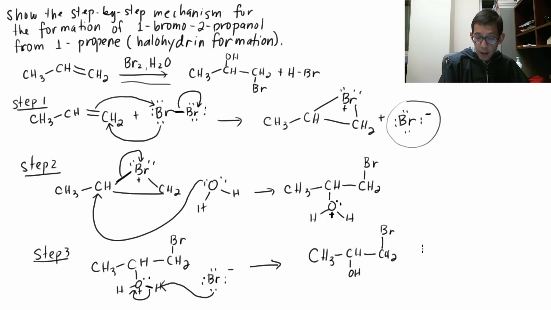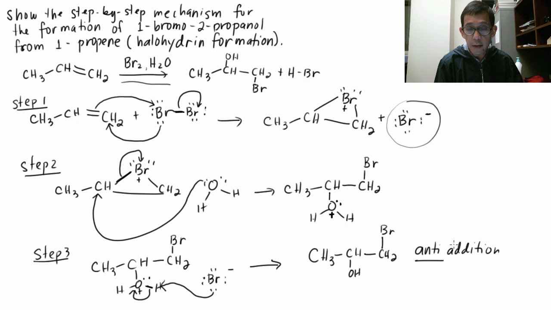So the addition is anti-addition, meaning the halogen is up in one direction and the OH is going towards the opposite direction, hence anti.